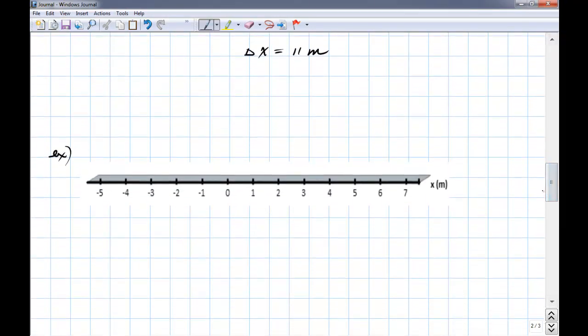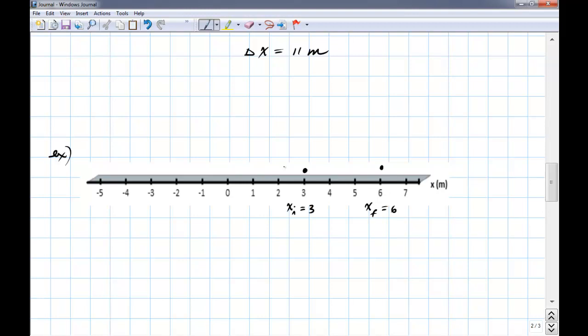In this example, let's imagine that the person starts their journey right here at this location. We'll label that location as x initial equals 3 meters. And the person ends their journey at this location right here, and so x final equals 6 meters. And now we'll also draw the path.